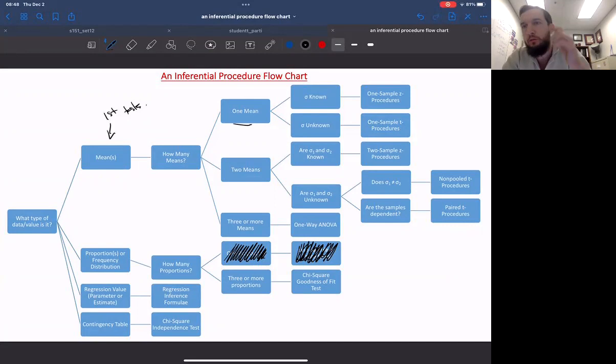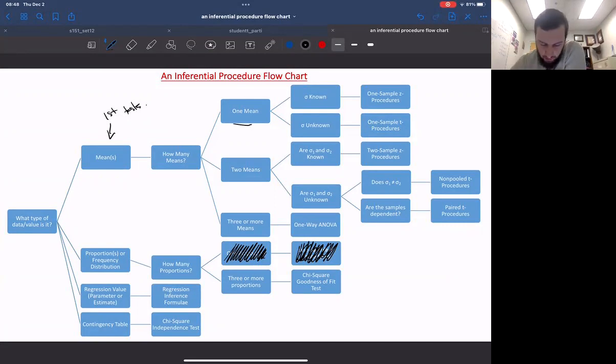So differentiating between the z and the t-test for one mean is based off of whether or not sigma is known or unknown. So that's the key differentiator between if you use the normal table or the student t table. But otherwise, the procedures are pretty much the same.